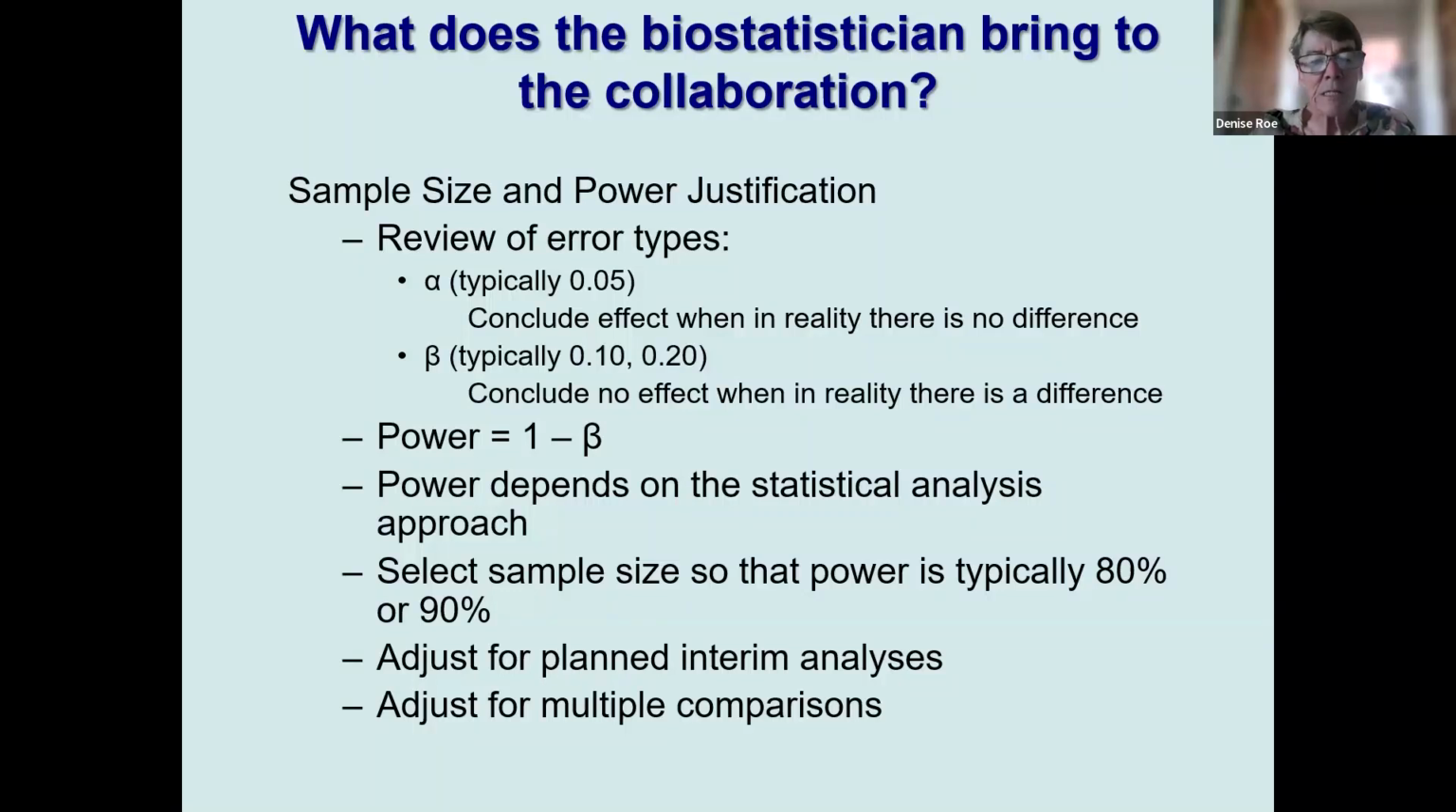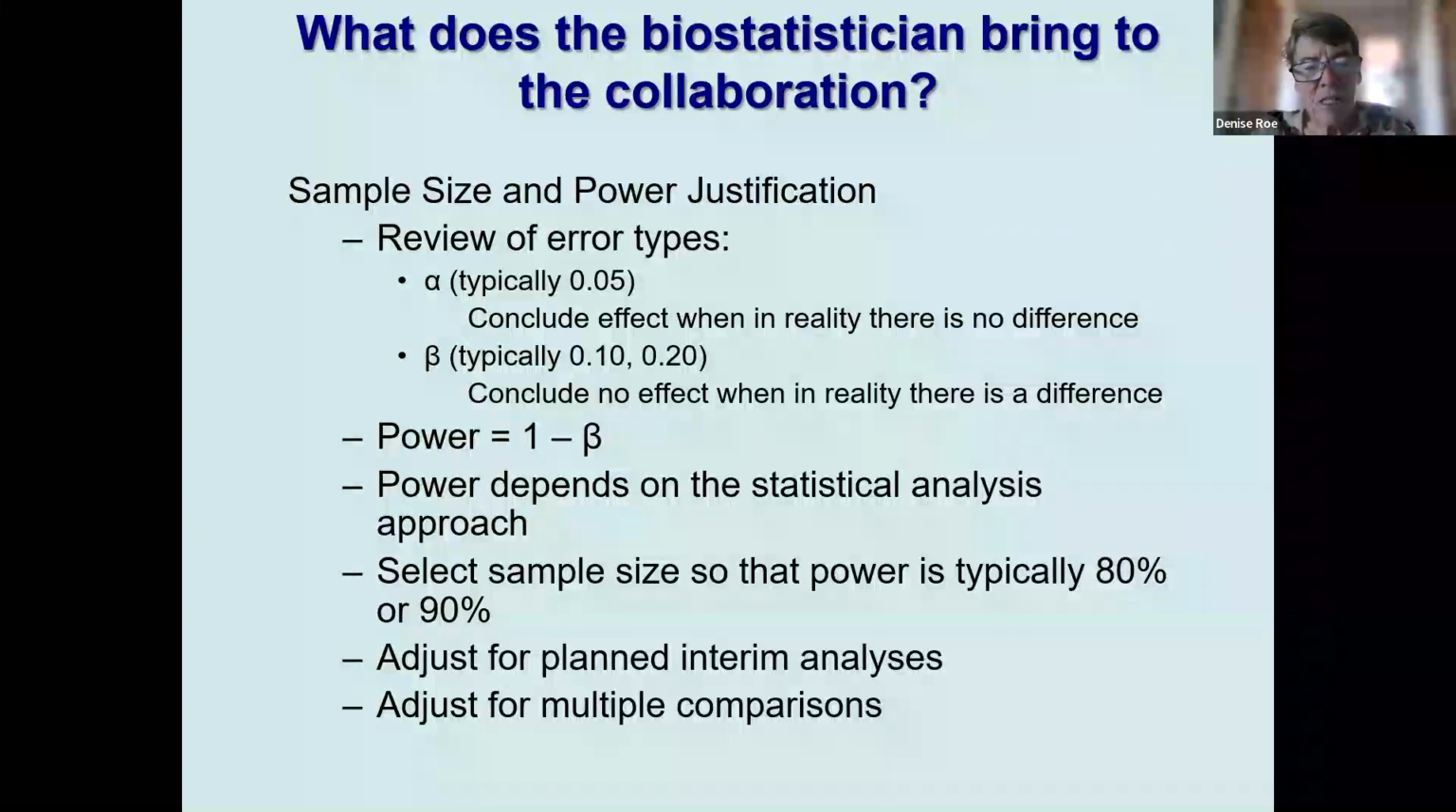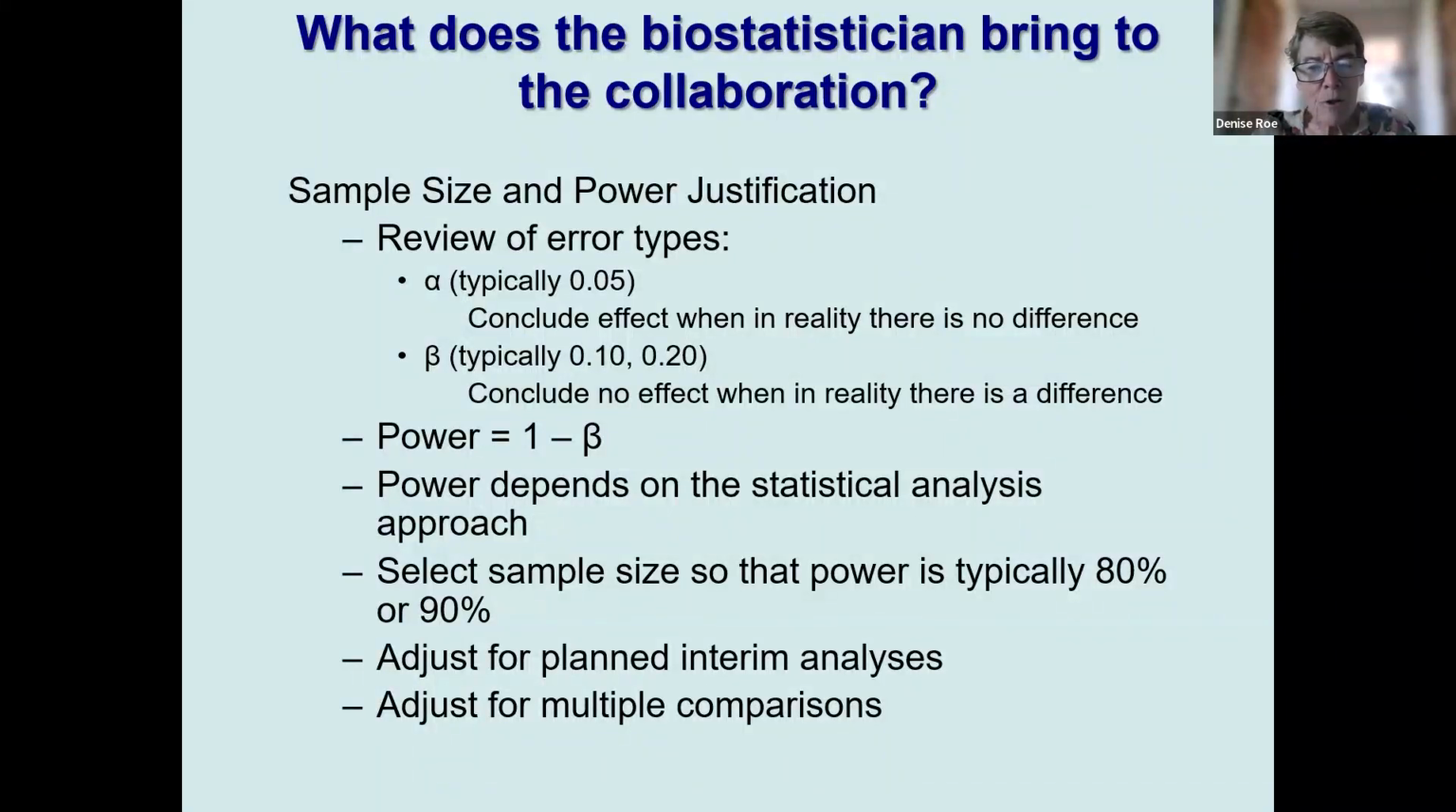It depends on the statistical analysis approach. We usually select the sample size so that the power is typically 80% or 90%. We need to adjust for planned interim analyses. And then we also need to adjust for multiple comparisons. So this is typically why we only have a single primary endpoint.